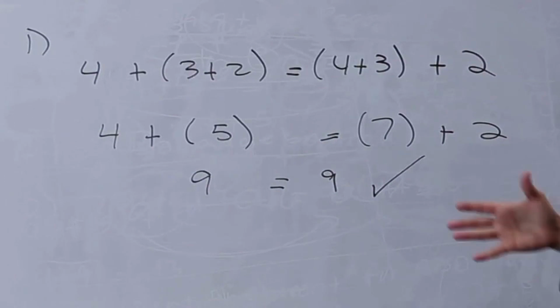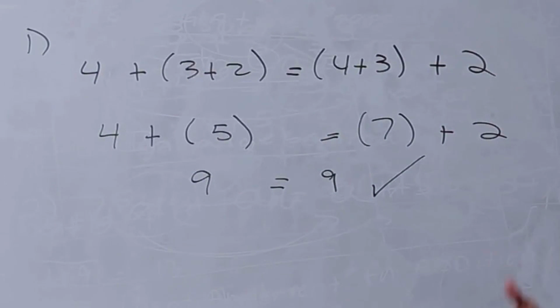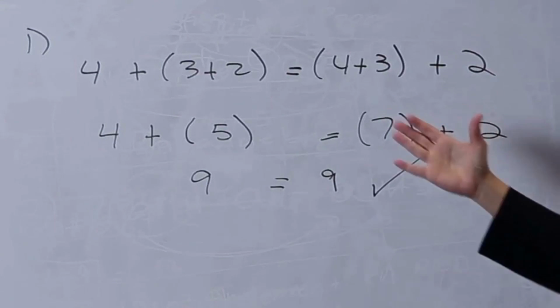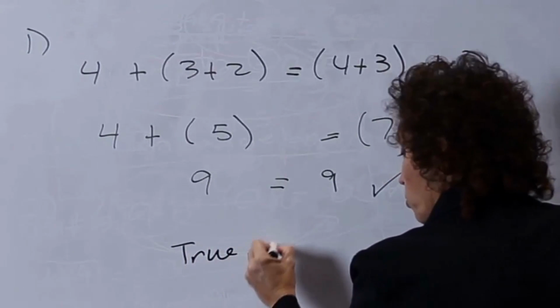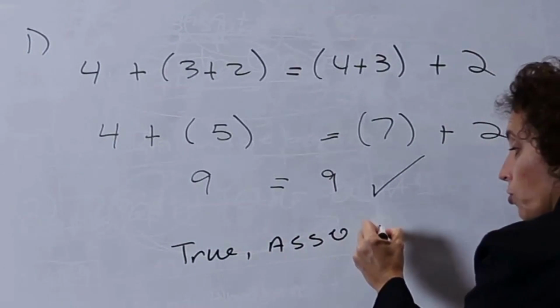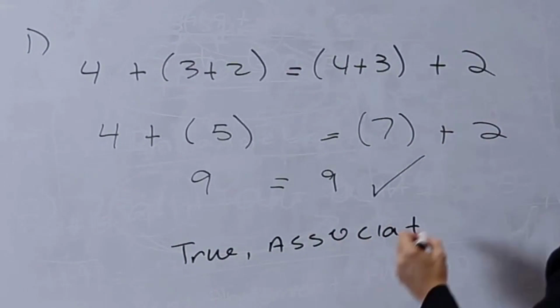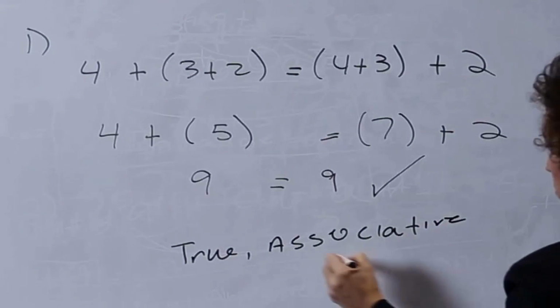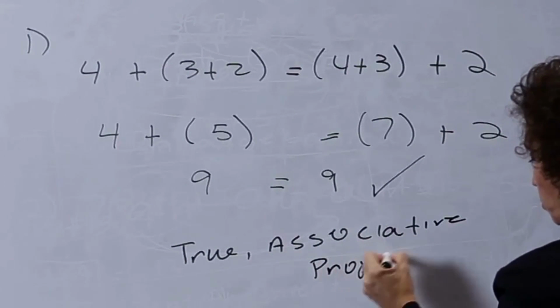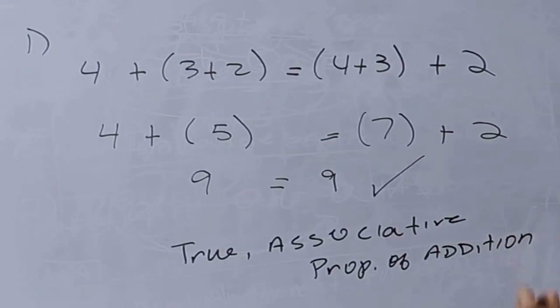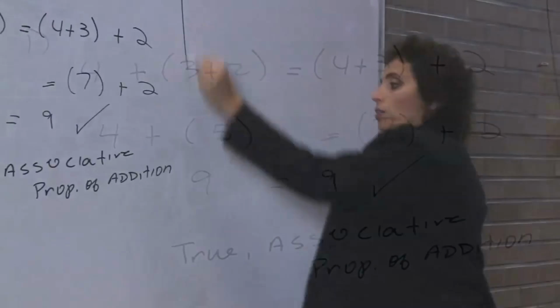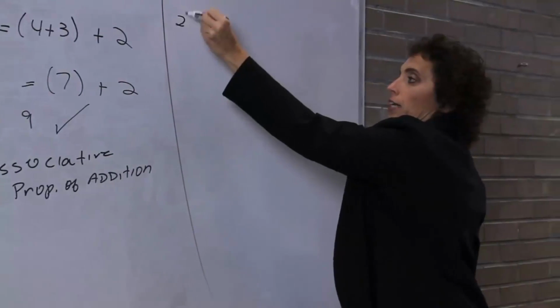Well, later on, you're not going to have numbers in there. You may have x's and y's in there, and you may not want to try these for all the types of numbers. You have to understand the property. So this is a true statement, and it's true because of the associative property, because grouping changed. And we say of addition because we don't want to get confused with some other things we're going to do later. Okay? Let's look at the second example.